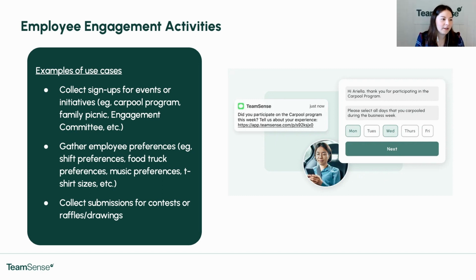So all in all, we've talked about three different major examples for ways to use TeamSense surveys to drive employee engagement and satisfaction. We've talked about engagement and pulse surveys. We talked about suggestion boxes and anonymous feedback. And then we talked about how to use it for employee engagement activities.